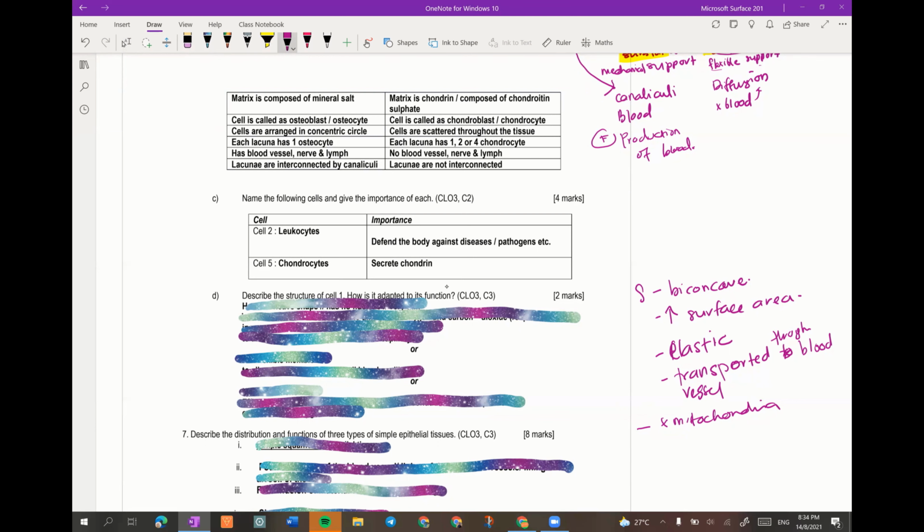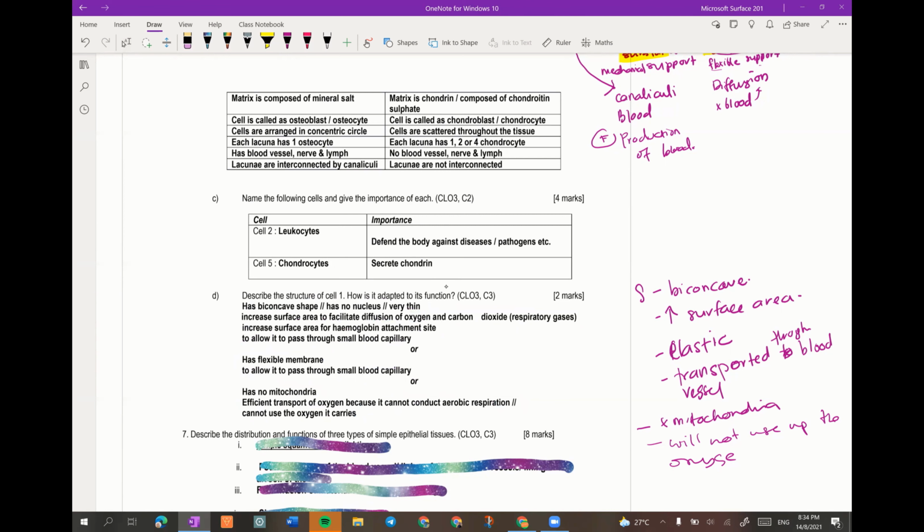Okay? Dia digerakkan oleh jantung. So dia tak perlu untuk bergerak sangat. Dia tak perlukan ATP untuk bergerak sangat. So you boleh cakap dia tak banyak mitokondria, so that it will not use up the oxygen. So inilah the answer, right?